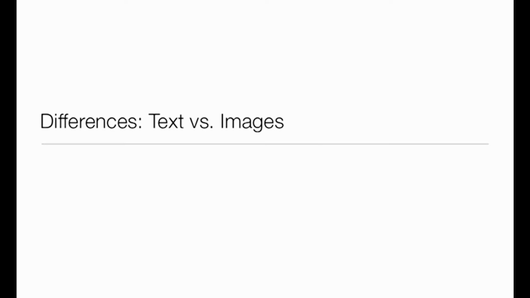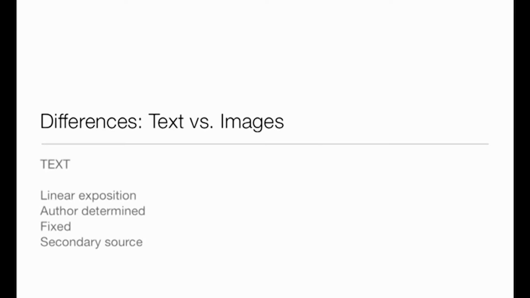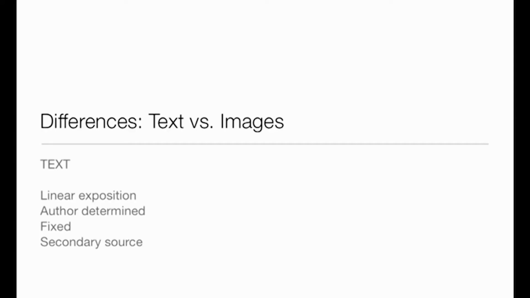What are some of the differences between text and images as media? Text, for example, is linear. It's usually linear exposition. The author determines that linear exposition, and it's fixed once it's published. And in the case of history books, they're usually what would be considered a secondary source.